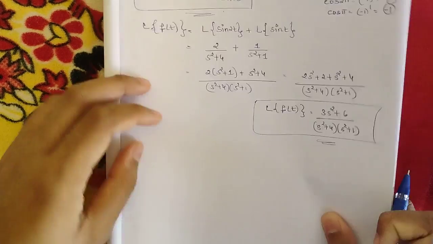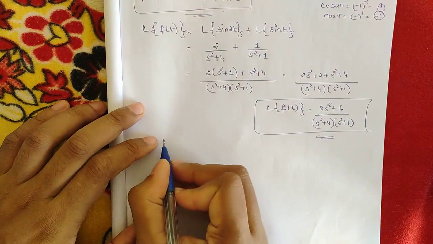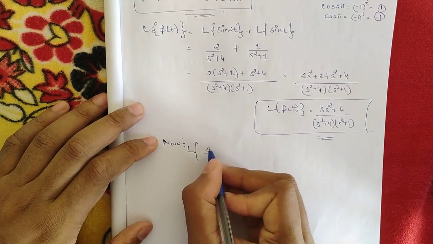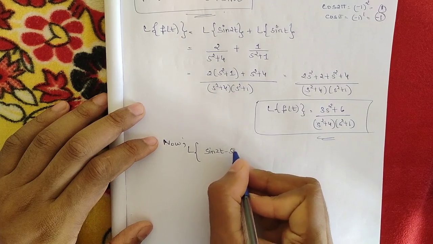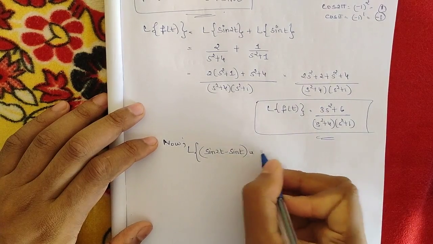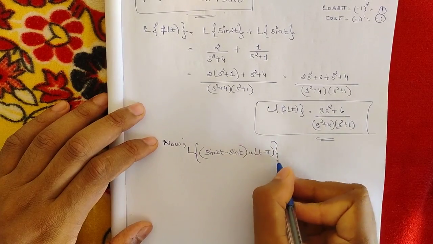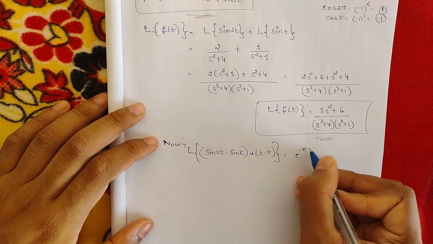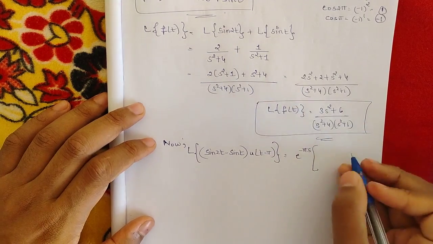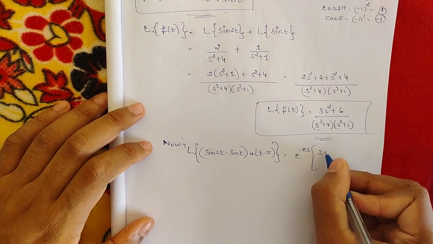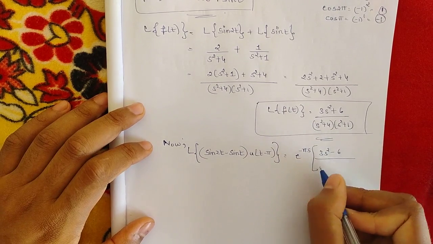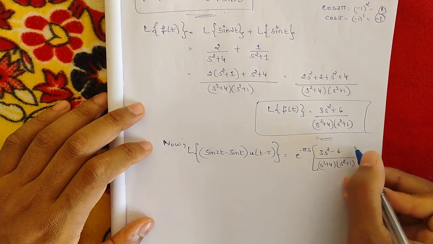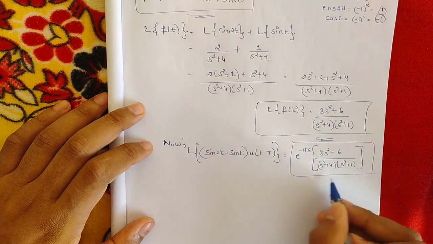Therefore, according to the first property, the Laplace transform of sin 2t minus sin t into u of t minus pi is equal to e to the power minus a s. In place of a we are having pi, so e to the power minus pi s into whatever we have got for L of f of t, that is 3s square plus 6 divided by s square plus 4 into s square plus 1. So this is the answer for the second case.